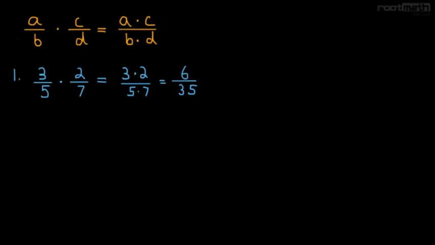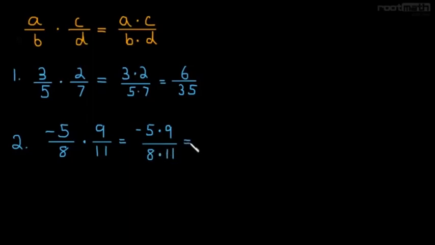Let's do another example. How about -5 over 8 times 9 over 11? Well, this is just -5 times 9 over 8 times 11. And -5 times 9 is -45, and 8 times 11 is 88.